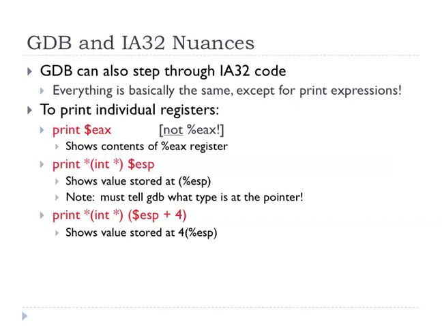And if you wanted to see what's just below the top of the stack, then you say ESP plus 4, cast it to an int star, and then dereference it. Okay? So just be aware that there's some grungy stuff that you have to be aware of when you are debugging assembly code.